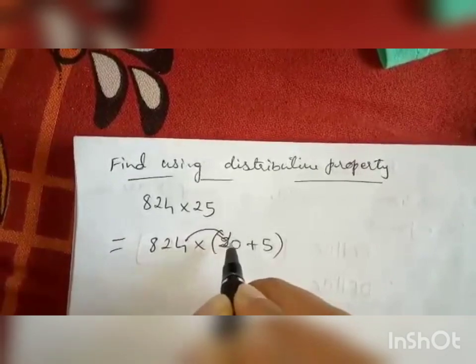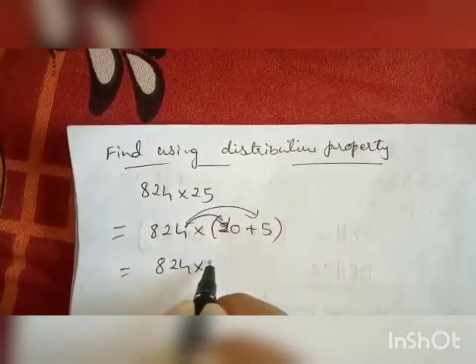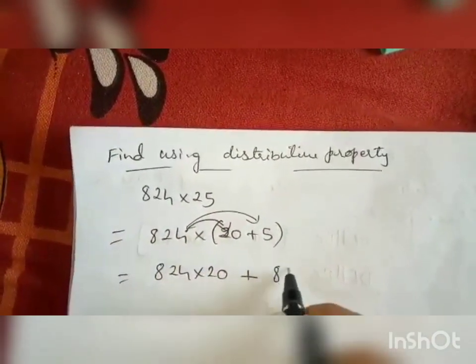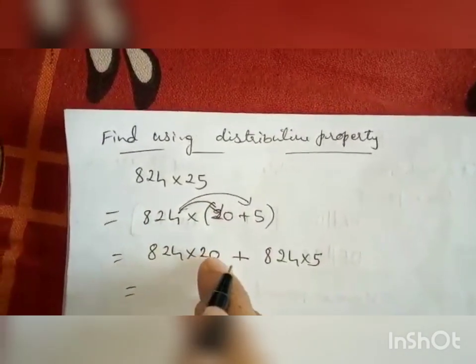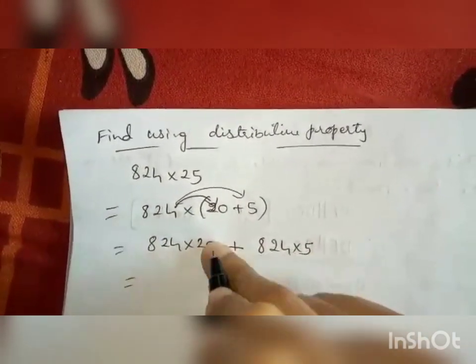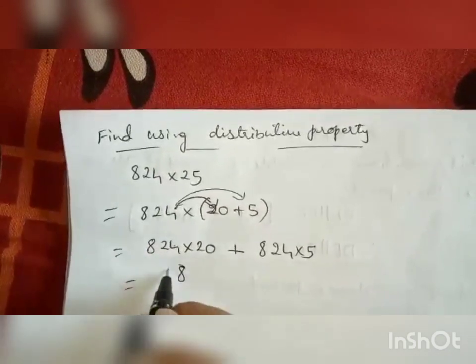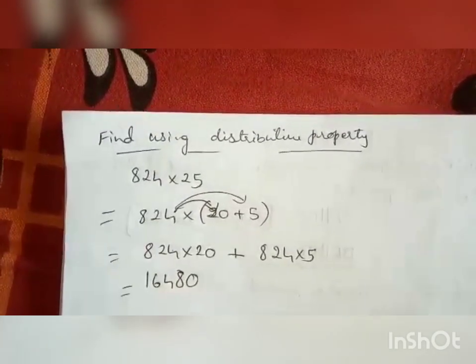First you have to multiply to this, then this. So what you will do? 824 into 20. Then what is there here? Plus 824 into 5. Now multiply. This is 0 at the end. We'll ignore it first. We'll multiply only 2 here. 2 4s are 8. 2 2s are 4. 2 8s are 16. Right. Then 1 0 here. Okay.